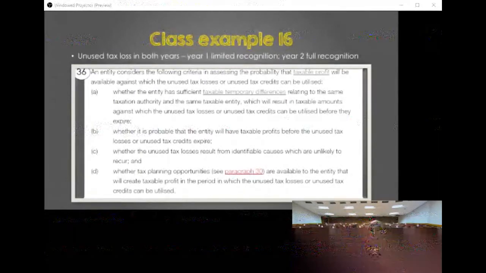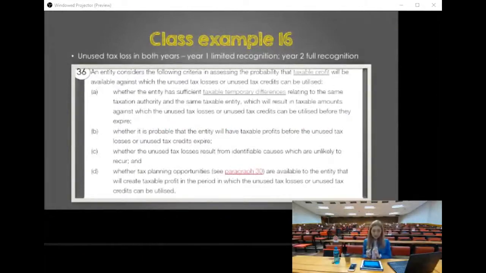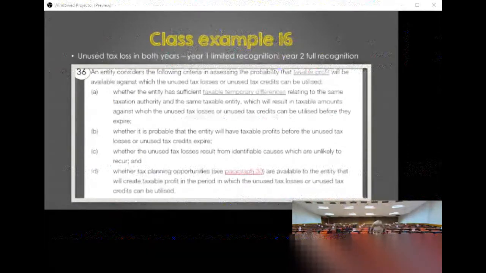So what now happens in class example 16 is we still have, yes, but the lecture's finished, Mr. Duplessis. So that's the fun part.